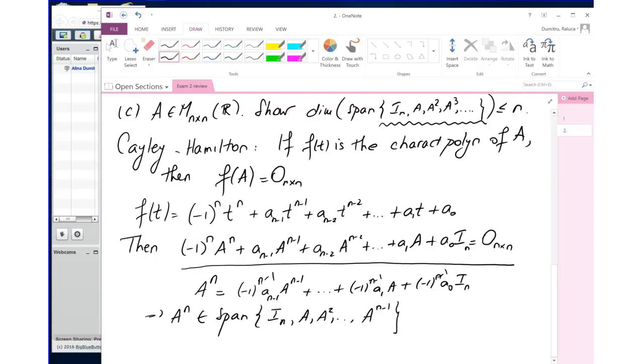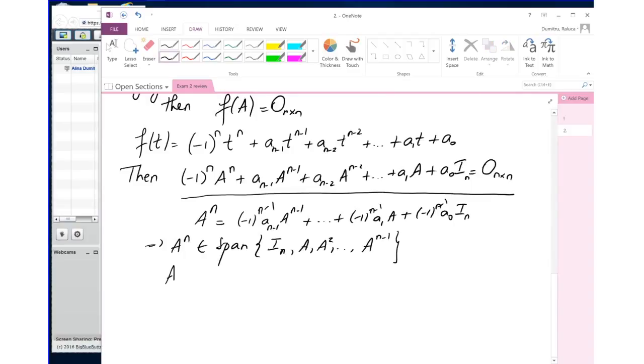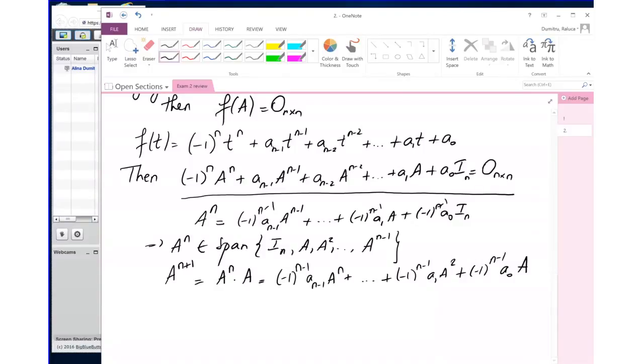Okay, so a to the n I can eliminate from that infinite set, but let's look at a couple more, like a to the n plus 1. Well, who is a to the n plus 1? It is a to the n times a, right? A to the n, I have that equation for it, so this becomes... so a to the n plus 1 is a linear combination of a through a to the n.